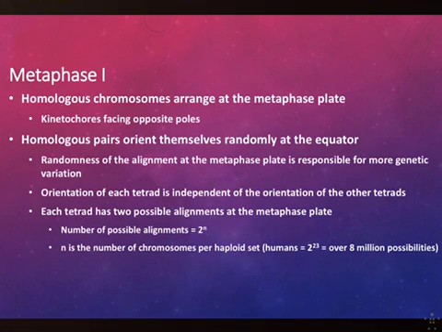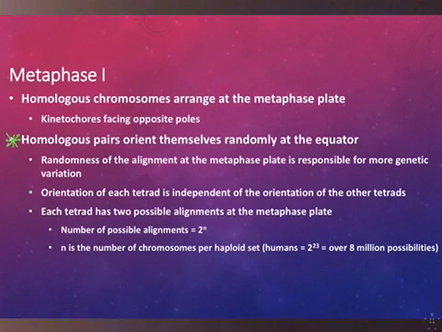Metaphase 1, the homologous chromosomes arrange at the metaphase plate with kinetochores facing the opposite poles. This is a new piece, but I think it's super interesting. The homologous pairs will orient themselves randomly at the equator. So that means if we have our homologous pair, it can either line up green-blue, or it could line up blue-green. It doesn't have to be one way or the other. So each pair has 2 possible alignments.